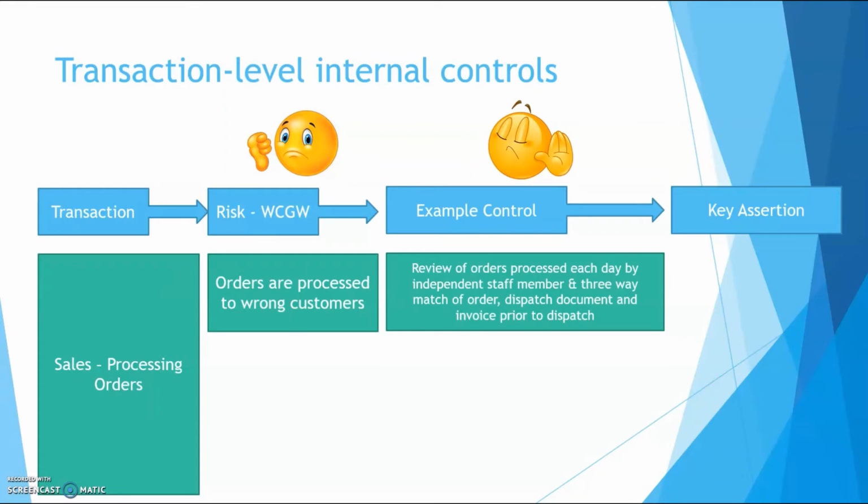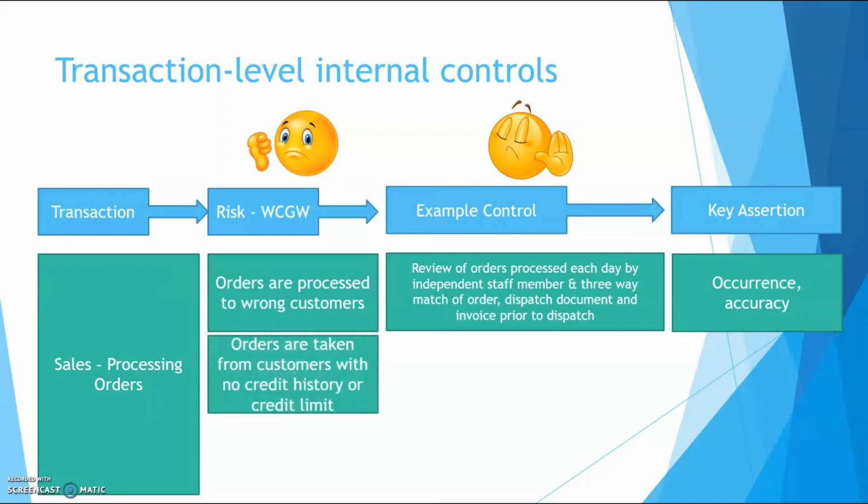And what assertion will these controls help the audit team cover off on? Occurrence and accuracy. Did the transaction actually occur to the right person, and did we record it accurately? So with a sales processing order, what else could go wrong? Orders are taken from customers with no credit history or credit limit. This could also apply to customers who have a too high credit limit. But in this instance, we're looking at specifically no credit history or credit limit.